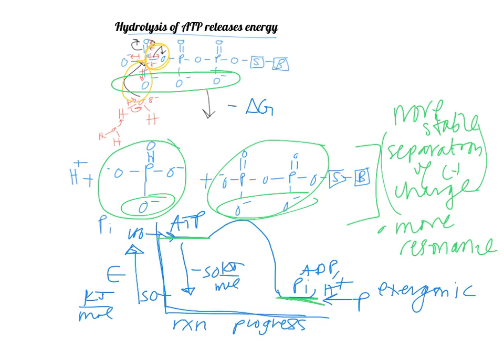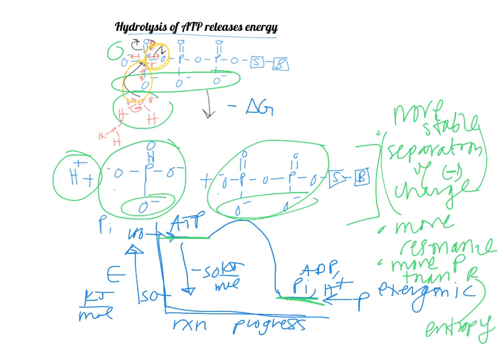So the products have more resonance, which is stabilizing. They have better charge separation, negative charge separation, which is more stabilizing. And if you'll notice, just overall, we have 1, 2, 3 products, and we had 1, 2 reactants, so we have more products than reactants, which is a favorable entropy. Okay, so more stable because we have separation of the negative charges.